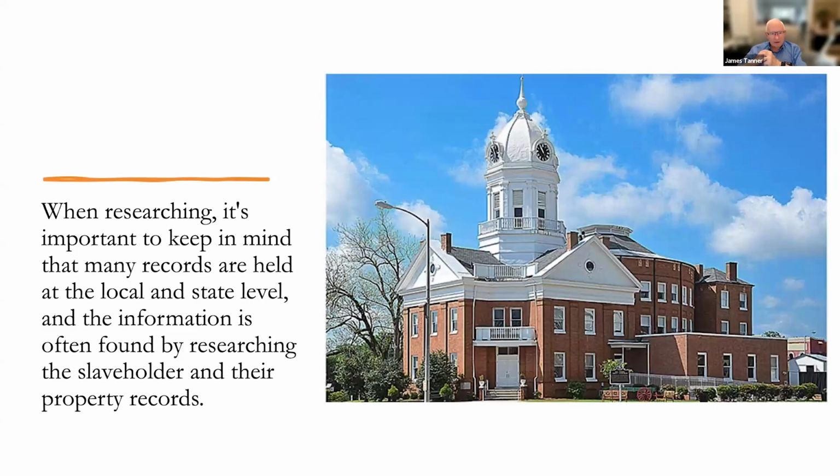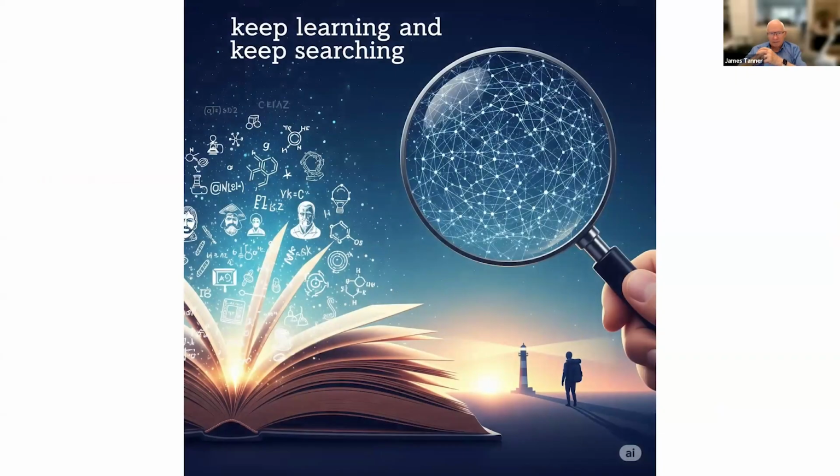When researching, it's important to keep in mind that many records are held at the local and state level, and you can often find them by researching the slaveholder and their property records. Identifying the slaveholder sometimes opens things up. Remember that you can now search the records on FamilySearch that have already been processed by the slaveholders' names, the plantation names, overseers' names, anything that was associated with it.